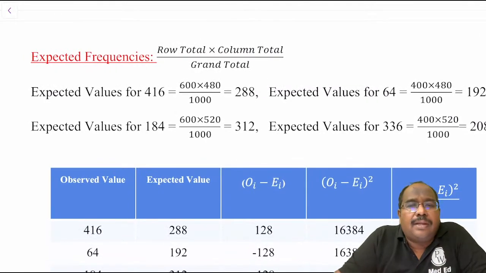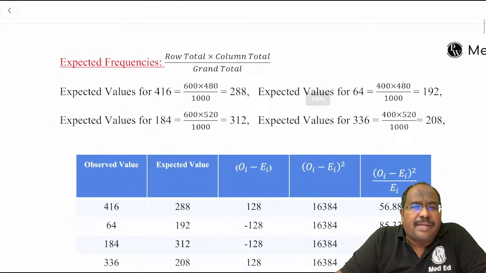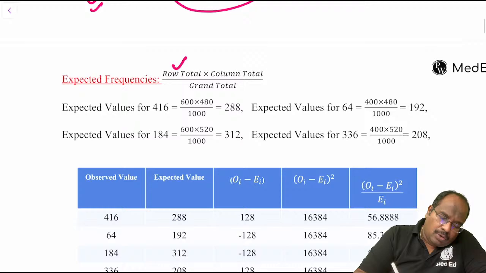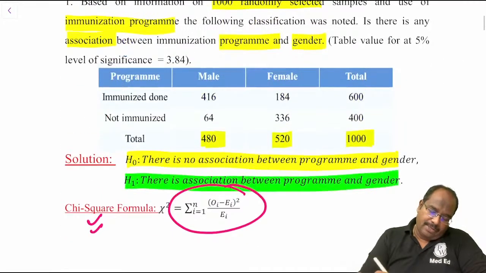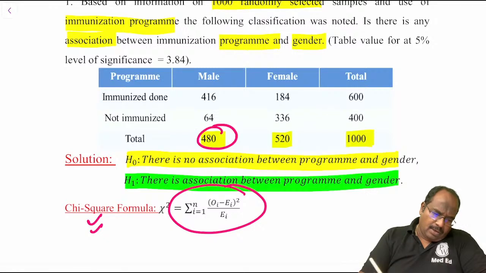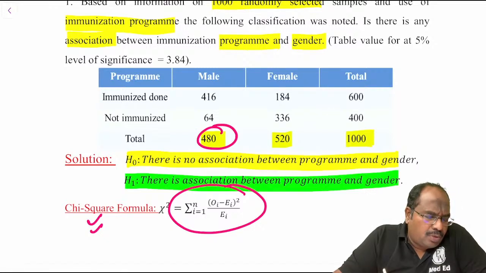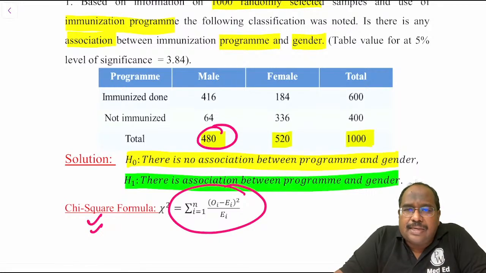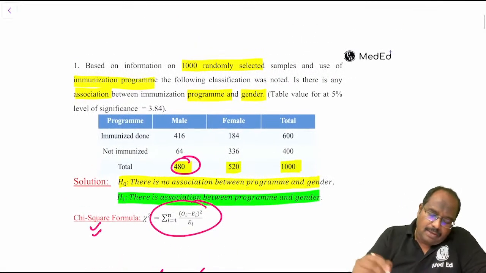How will you calculate the expected values? You will calculate row total multiplied by column total divided by grand total. So how to know which test to apply? You can see the table, guys.